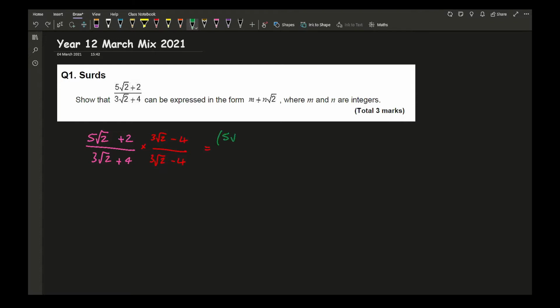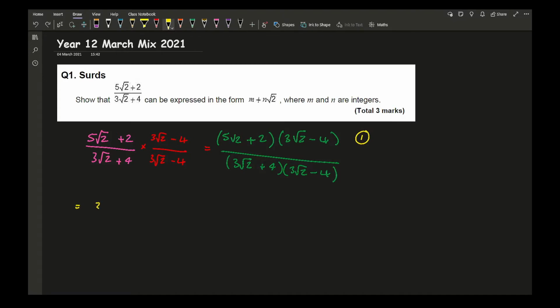Here I've got 5 root 2 plus 2 times 3 root 2 minus 4, all over 3 root 2 plus 4 times 3 root 2 minus 4, and I should really learn how to write in a straight line. So then moving on from this, what we should have now would actually get me 1 mark. I actually did do that. So the next thing I've got to do is expand and simplify.